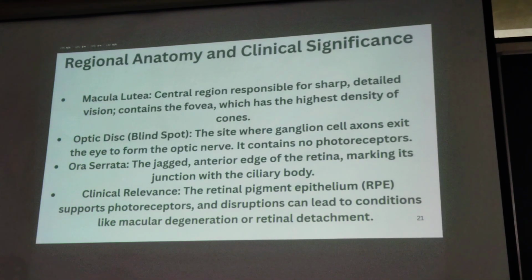It contains no photoreceptors. Ora serrata, the jagged anterior edge of retina marking its junction with the ciliary body. Clinical relevance: the retinal pigment epithelium supports photoreceptors and disruptions can lead to conditions like macular degeneration and retinal detachment.